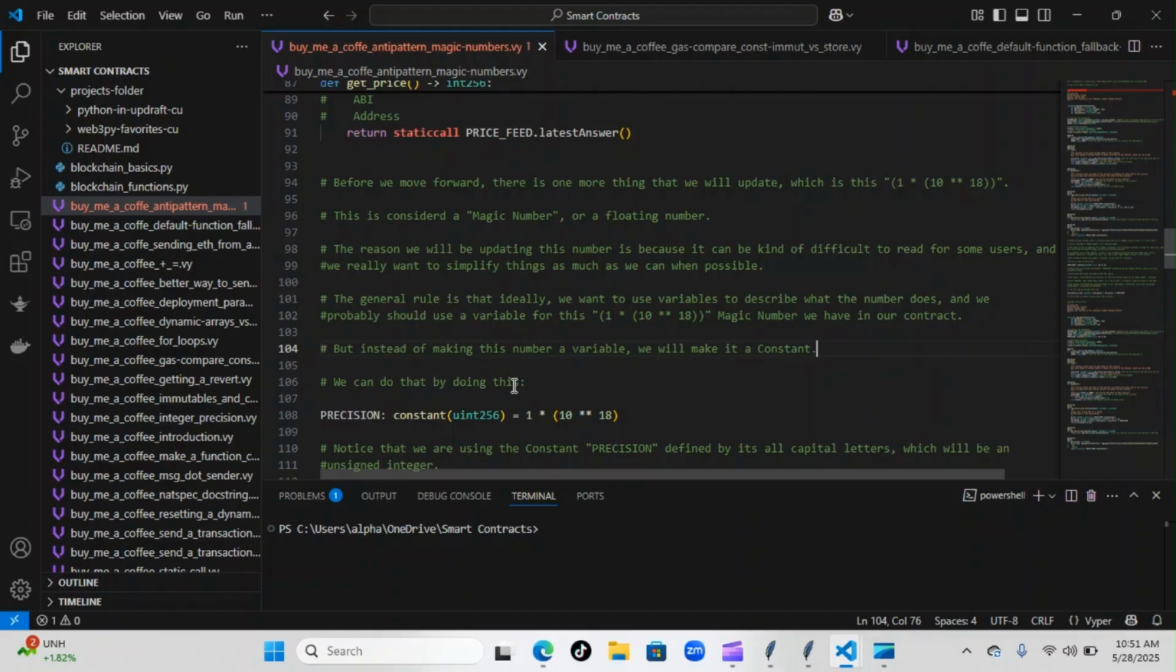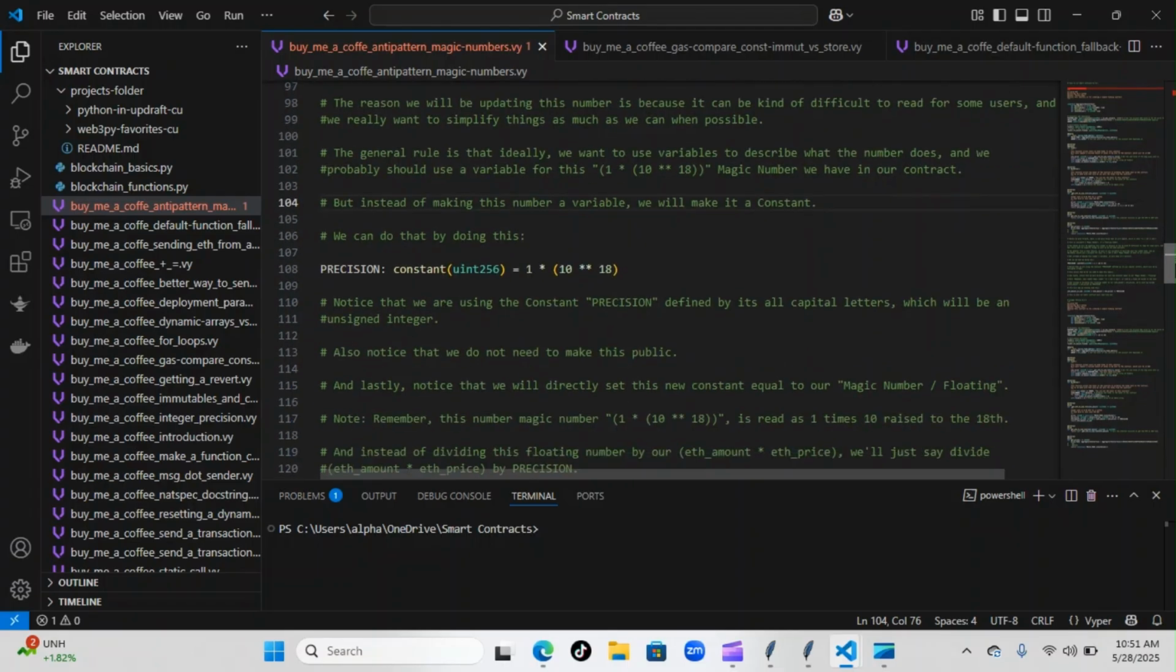We can do that by doing this. So you can see we have PRECISION, which is going to be a constant of type uint256. We're going to set that equal to 1 times 10 raised to the 18th. Now notice that we're using the constant PRECISION, defined by its all capital letters, which will be an unsigned integer. Let's go down a little bit more. And lastly, notice that we will directly set this new constant equal to our magic number or our floating number.